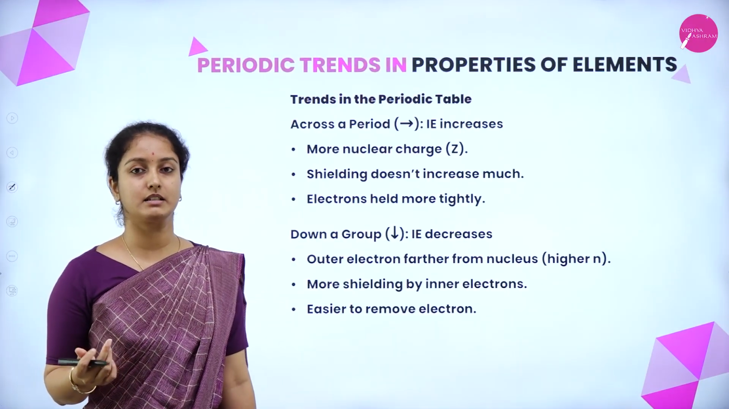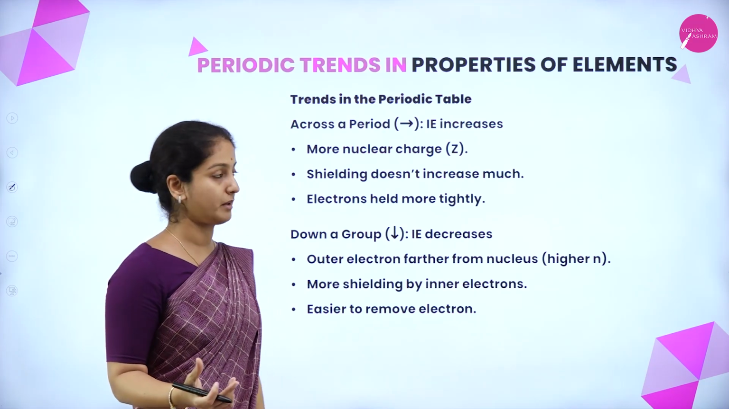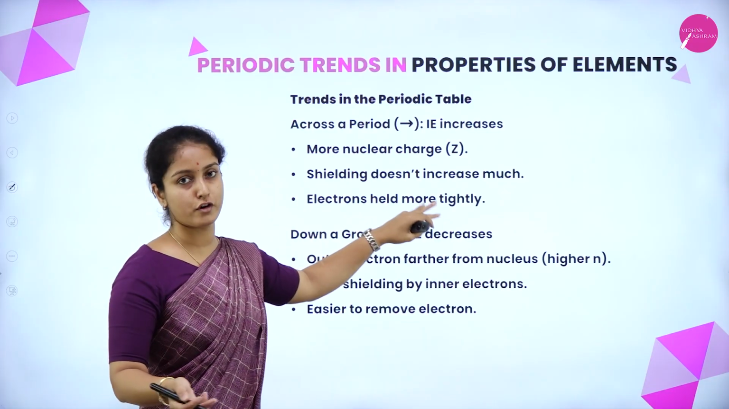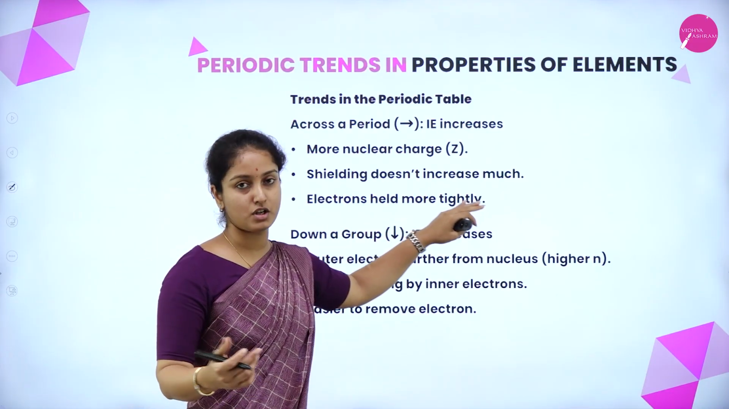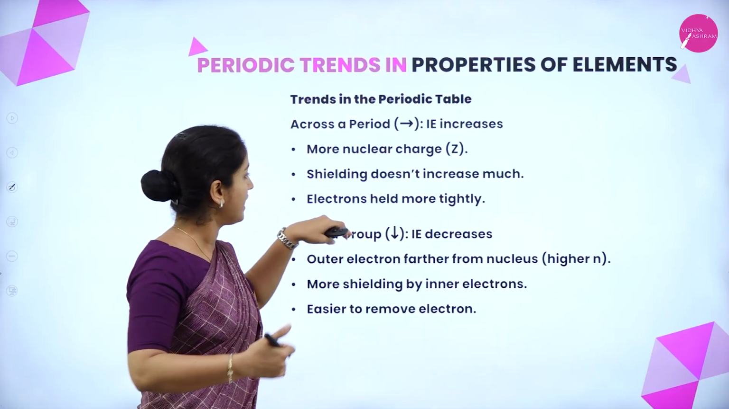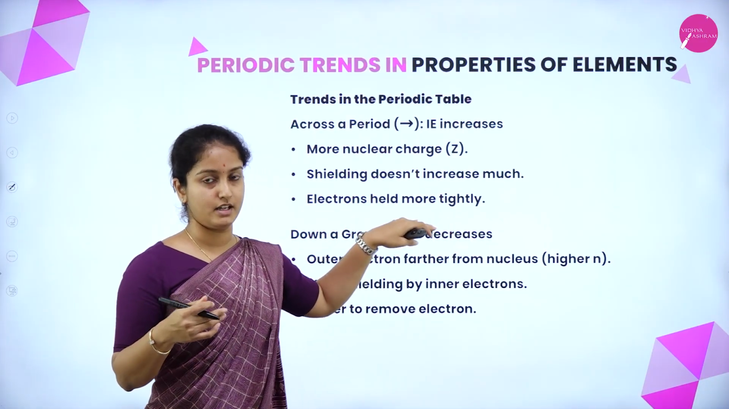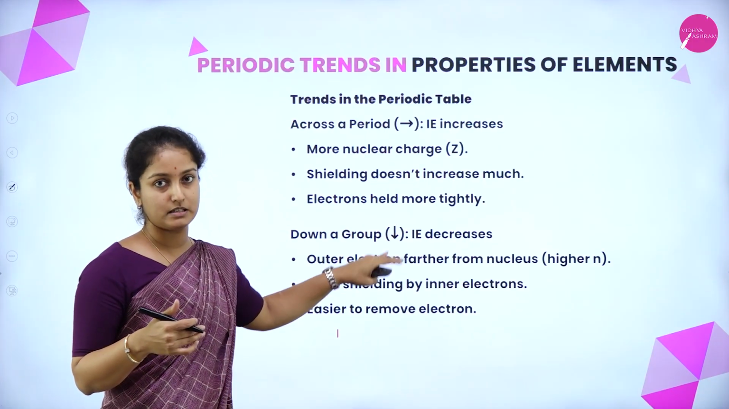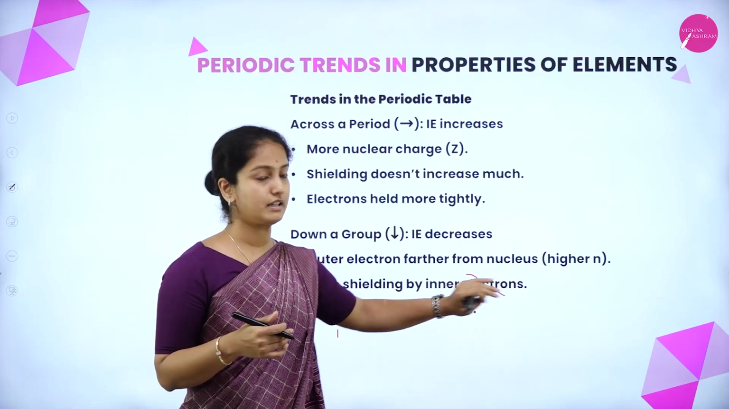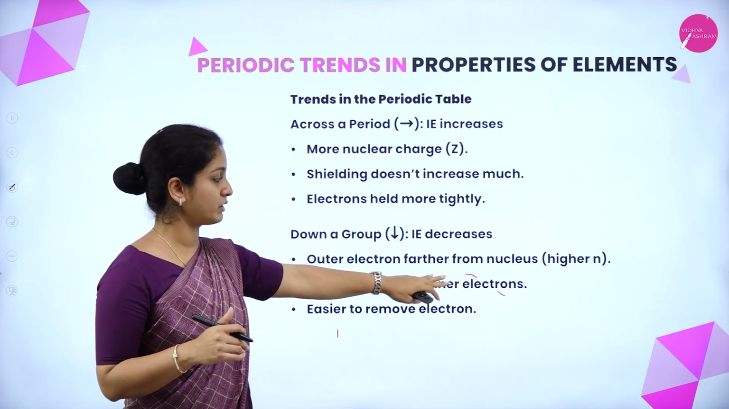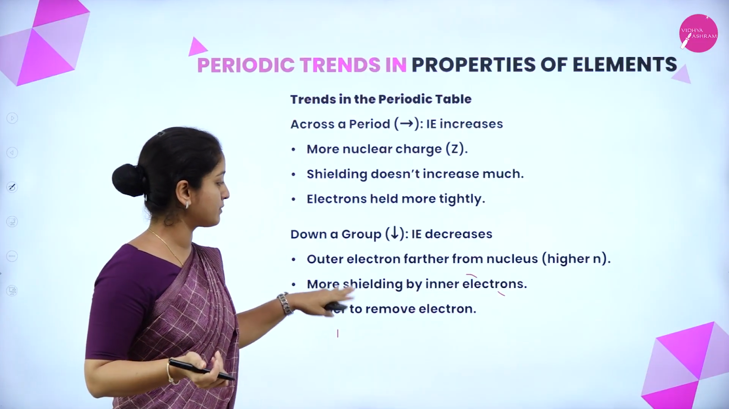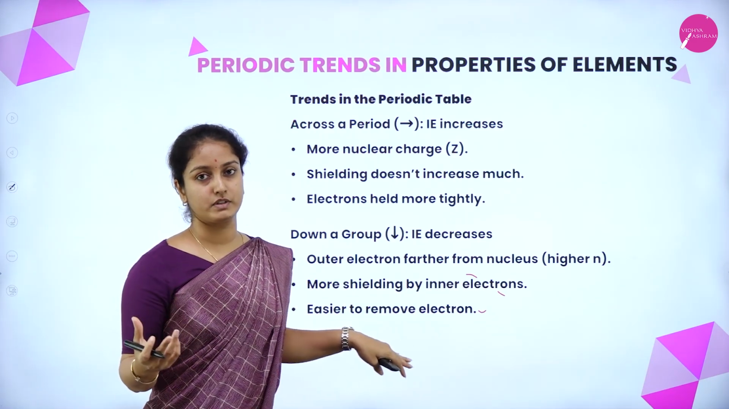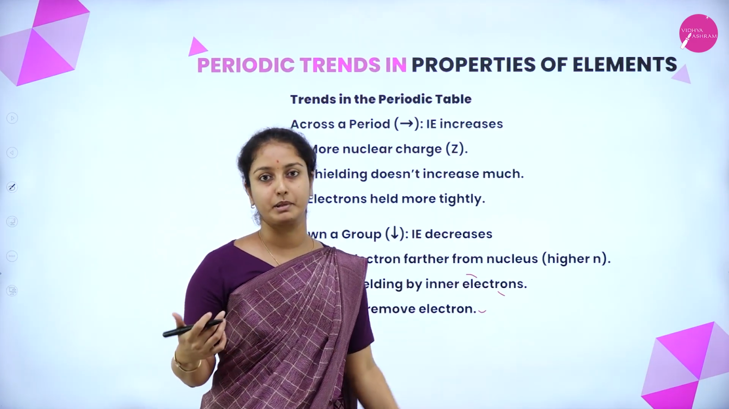The trends in the periodic table in terms of ionization enthalpy are as follows. Across a period, ionization enthalpy increases because there is more nuclear charge and the shielding effect does not increase much, so electrons are held more tightly. When you go down a group, ionization enthalpy decreases because the outer electrons are farther from the nucleus. There is more shielding by the inner electrons, and therefore it becomes easier to remove the electrons.